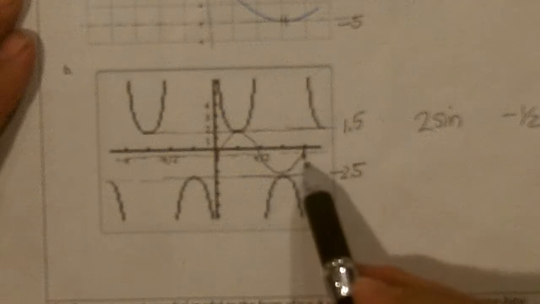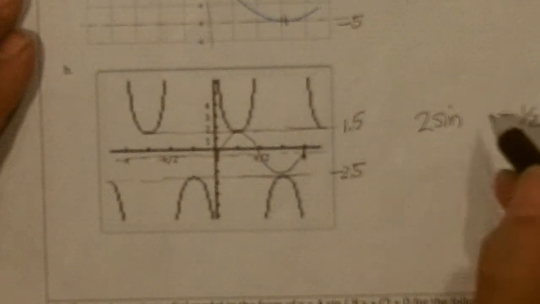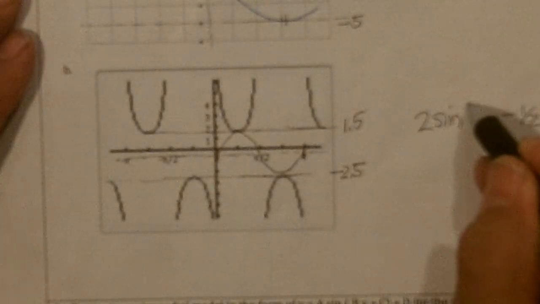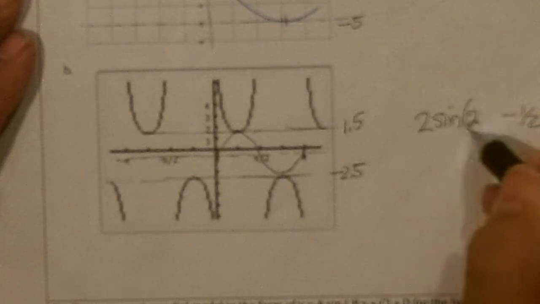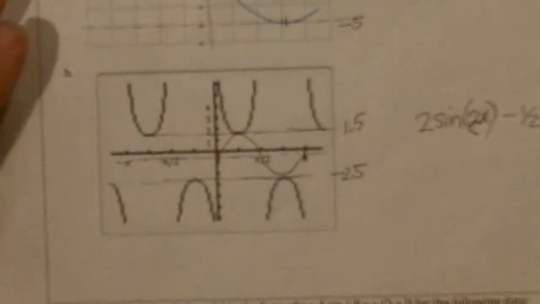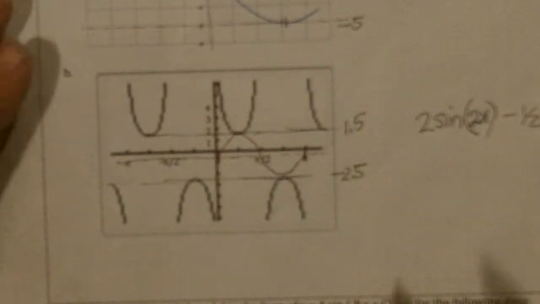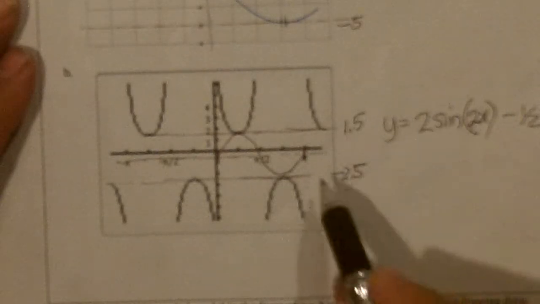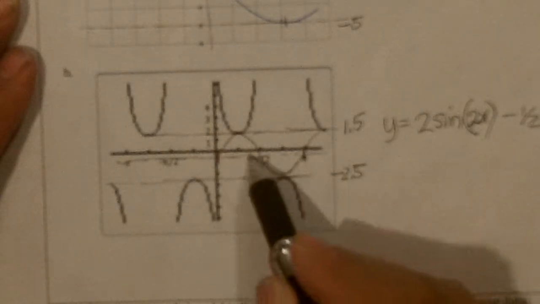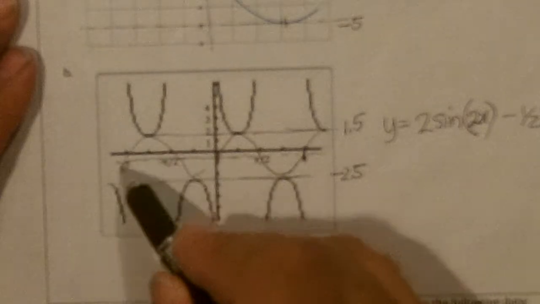And the sine curve normally has a 2 pi period. This only has pi. So we have to take 2 pi and divide it by 2. So it has to be 2x. And that would be the equation of this curve inside here.